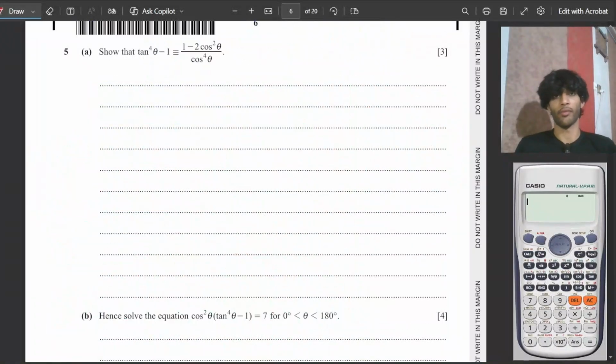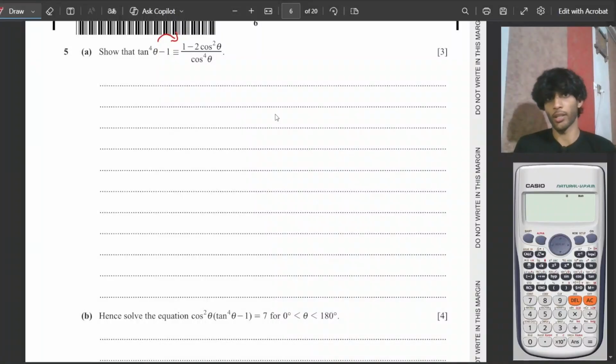So we're doing question number 5 now, and we're seeing some trigonometry in this problem. So the first thing we have to do is we basically have to do some identity proving. We have to show that tan 4 theta minus 1 is basically equal to some identity that they have given to us in terms of cosine. So how do we go from here to here?